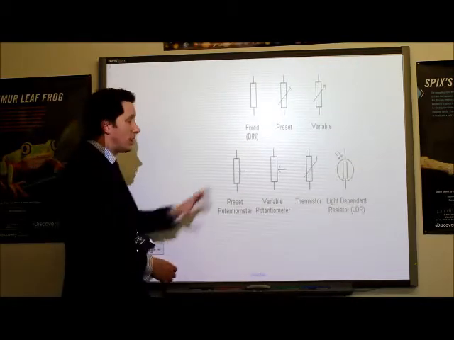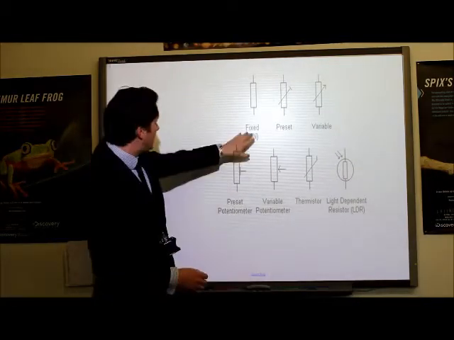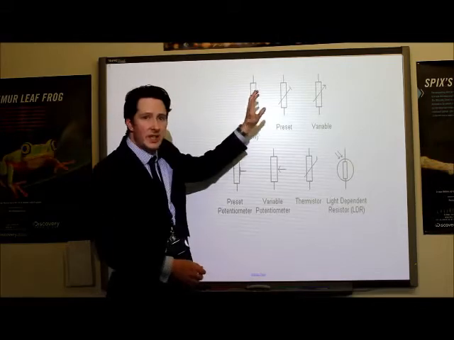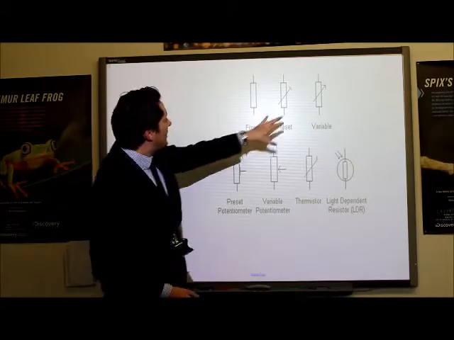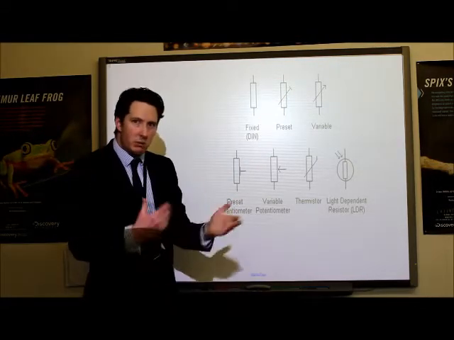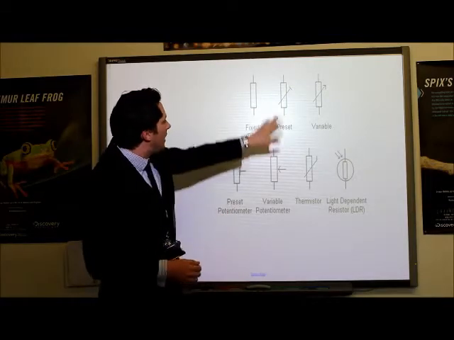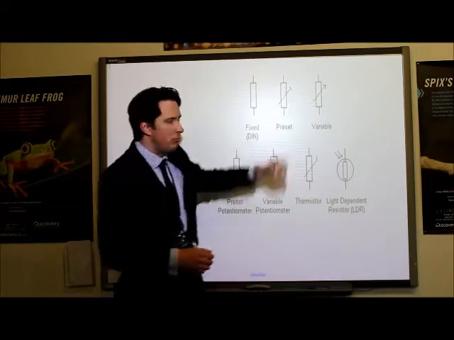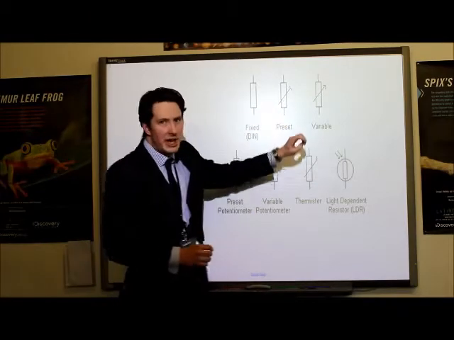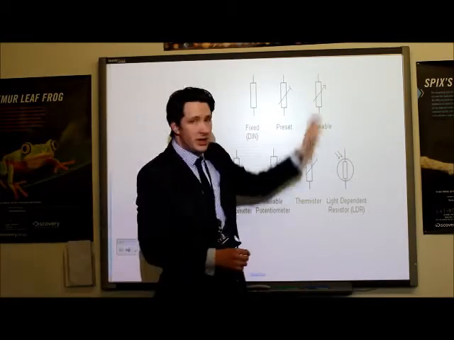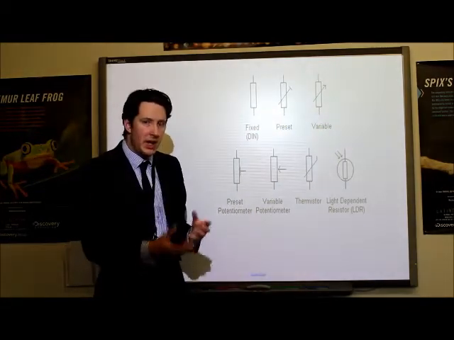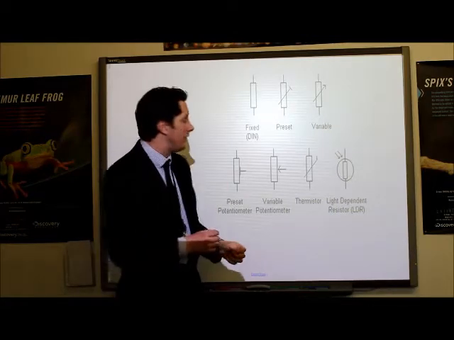Some of the symbols you might come across, so this just shows you some of those symbols. So this one we talked about, this is a fixed resistor. So this one does not change. Some of them could be preset resistors, which have a setting that they're set to. They don't come up so much at GCSE, that's fine, we can kind of ignore those preset ones. Variable resistors are ones that could come up at GCSE, they're ones you can change the resistance of.